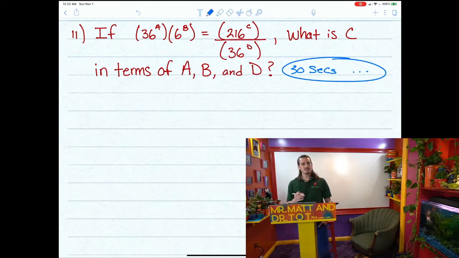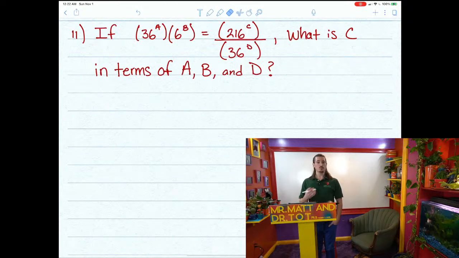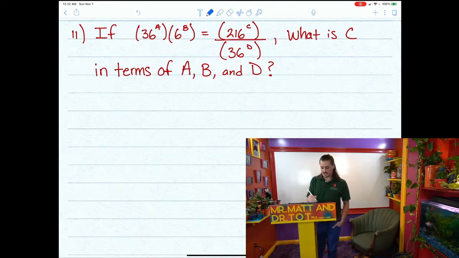Okay, so notice that as this problem is written, we don't have common bases. We need common bases in order to use any of the rules of exponents. So can we rewrite some number in terms of different powers to equal 6, 36, and 216? We can, because 6 to the first power is 6, 6 squared is 36, and 6 cubed is 216.